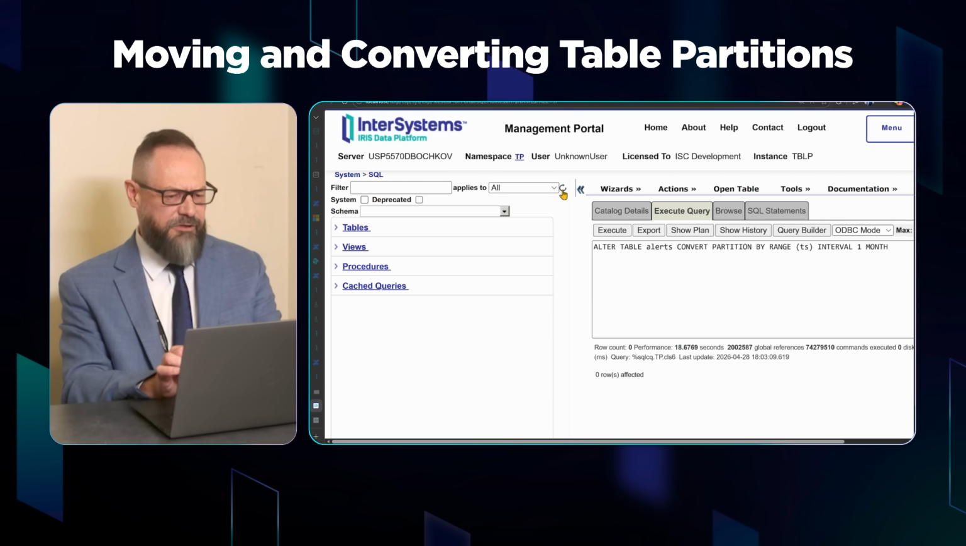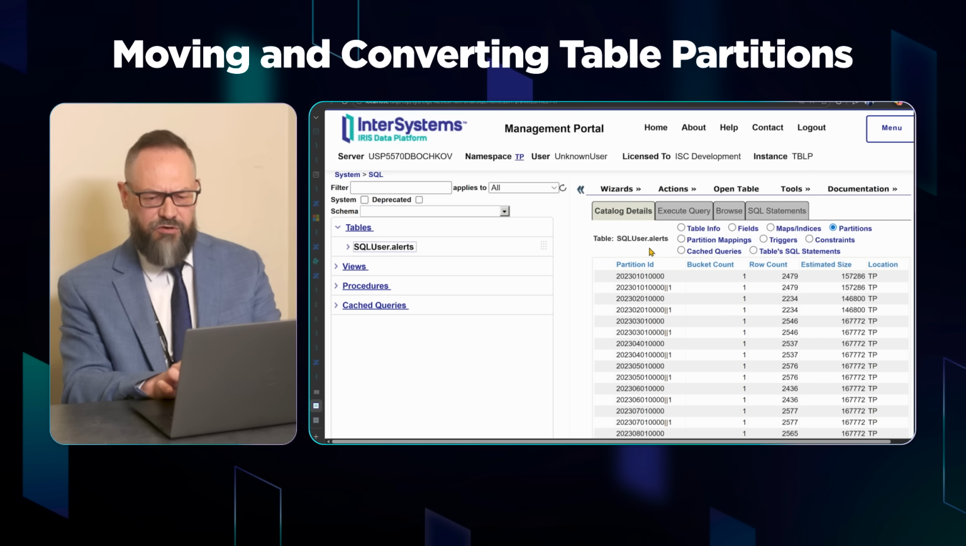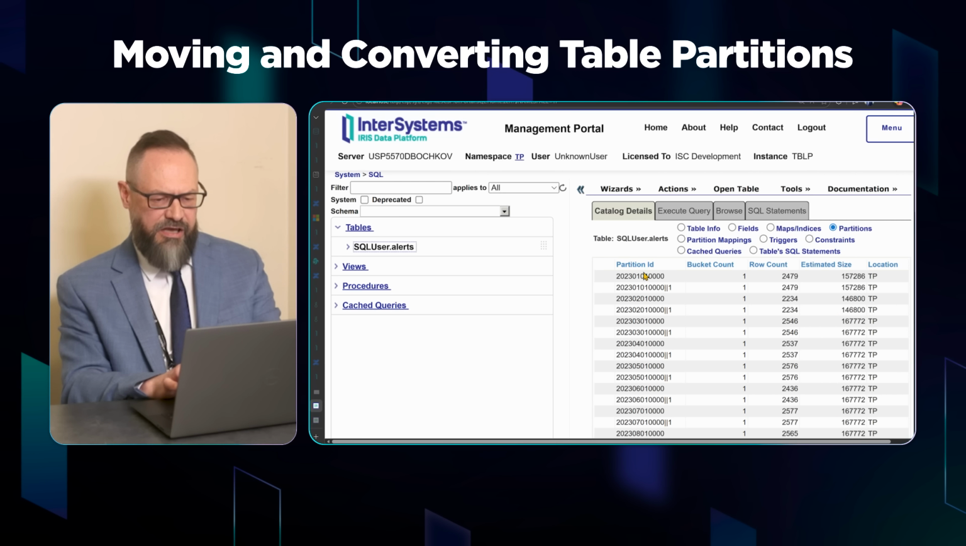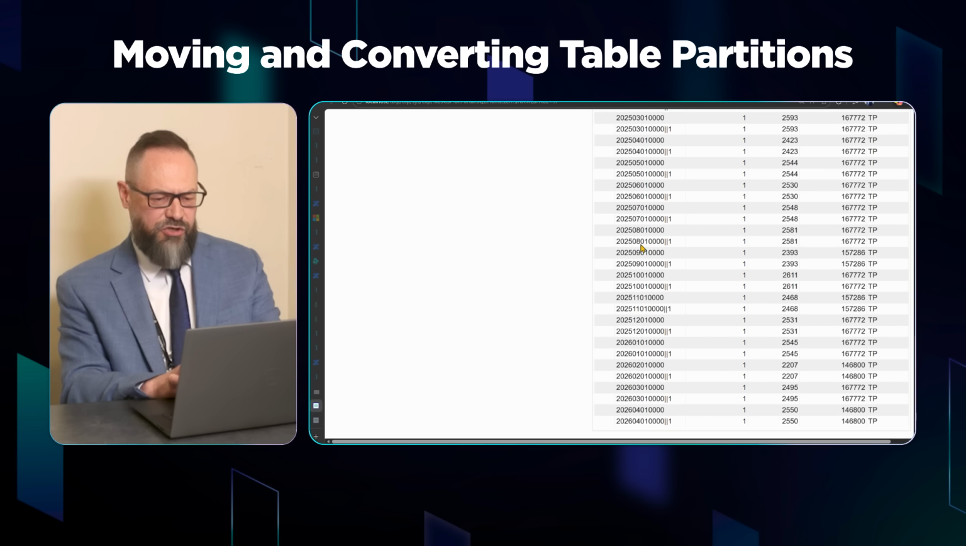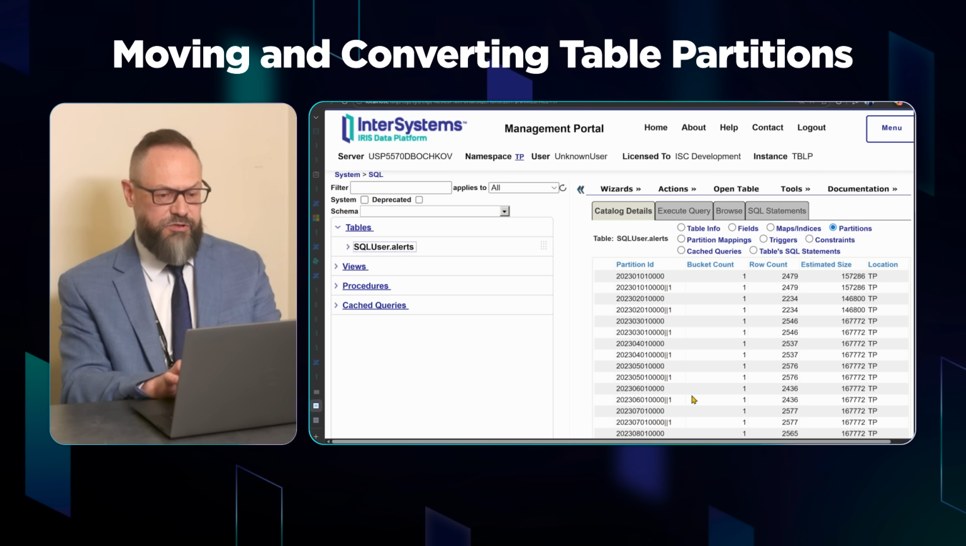I'm gonna refresh the information about tables. I have my alerts table fully partitioned now. Let's take a look. I'm looking at partitions, and they all are located in the database TP, and I have the partitions for each month from January 2023 to April 2026. Very good so far.